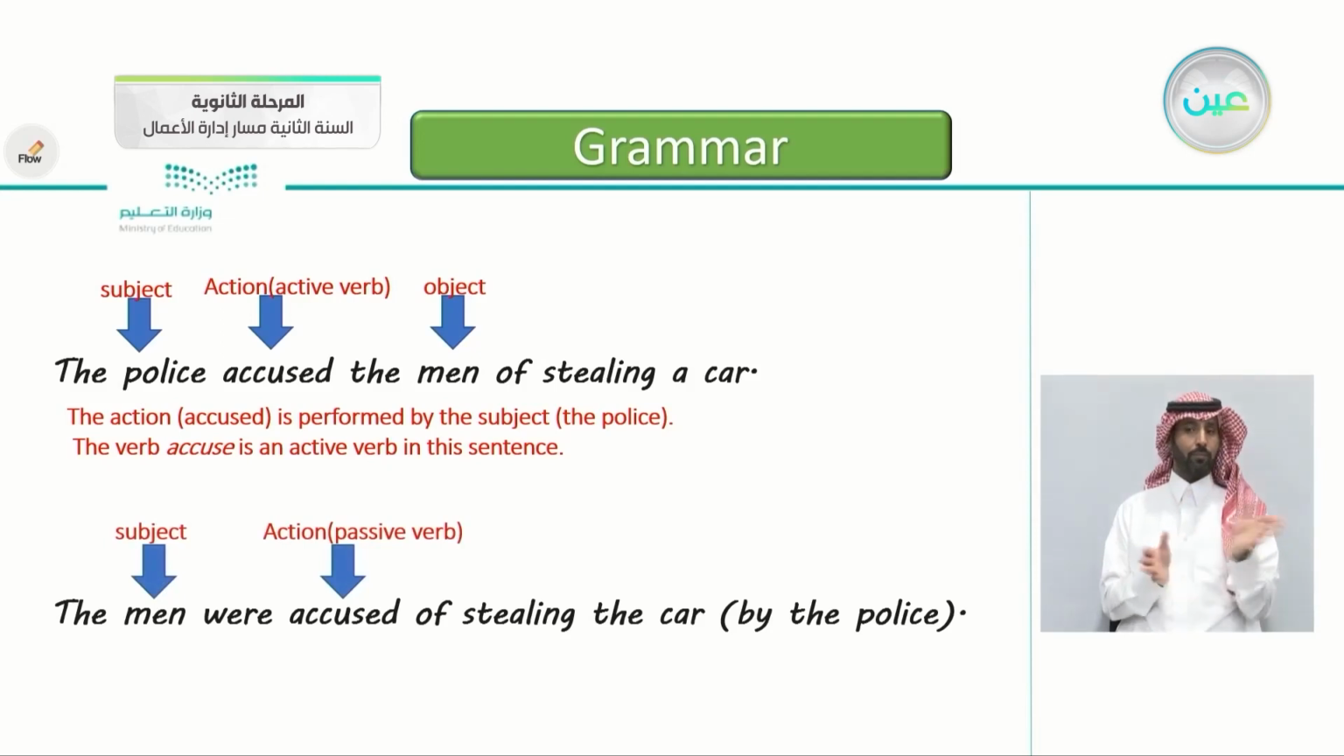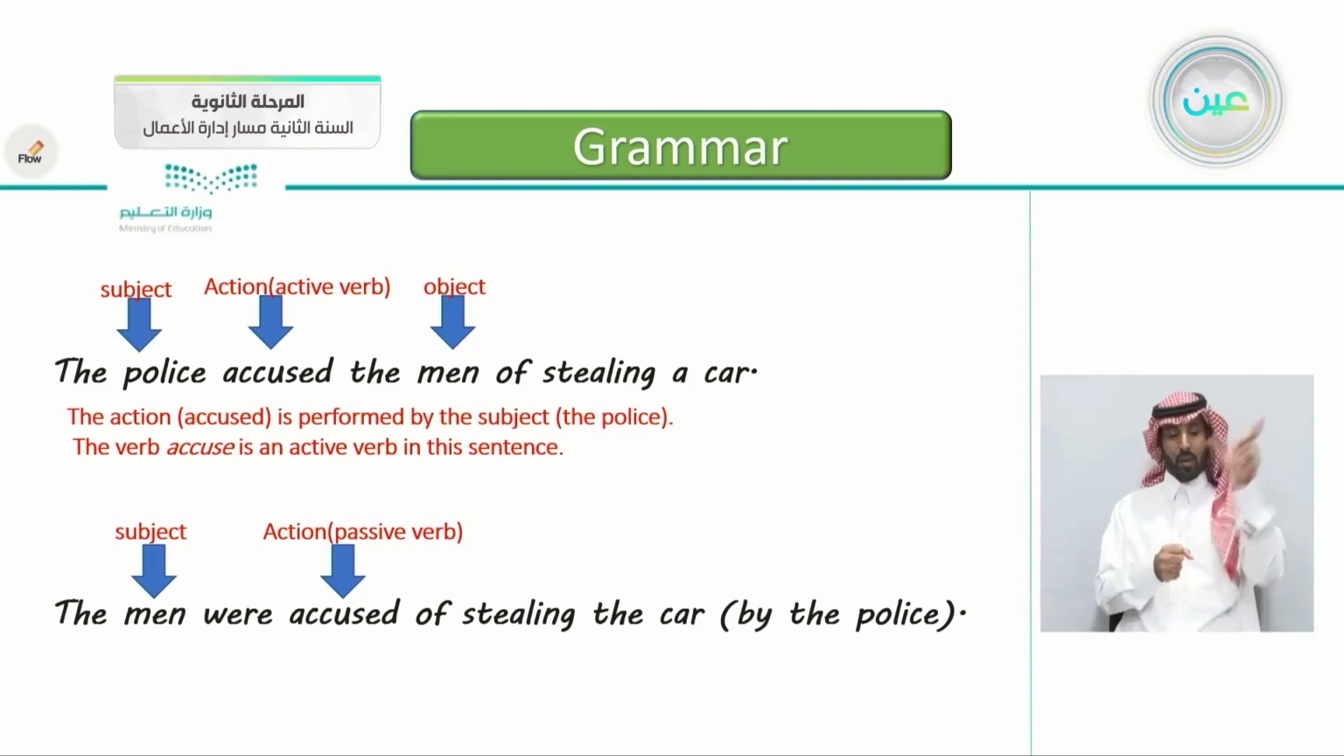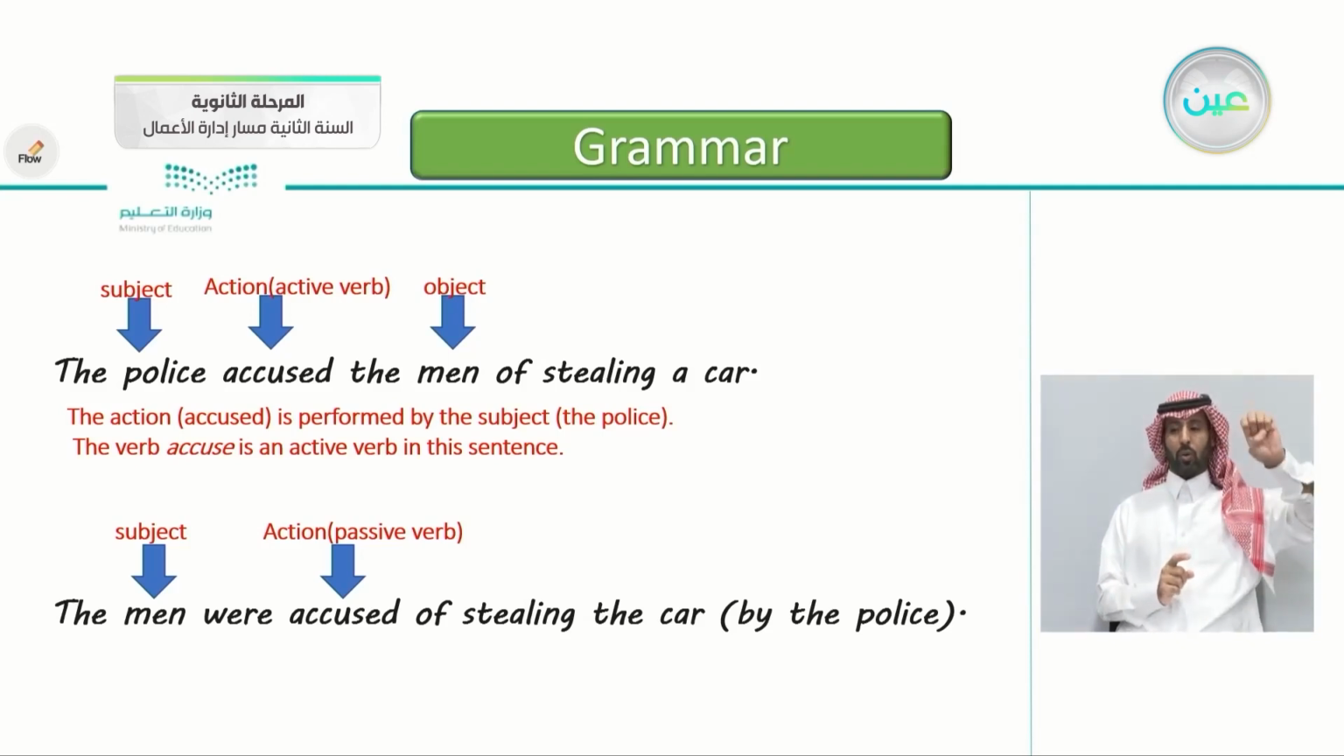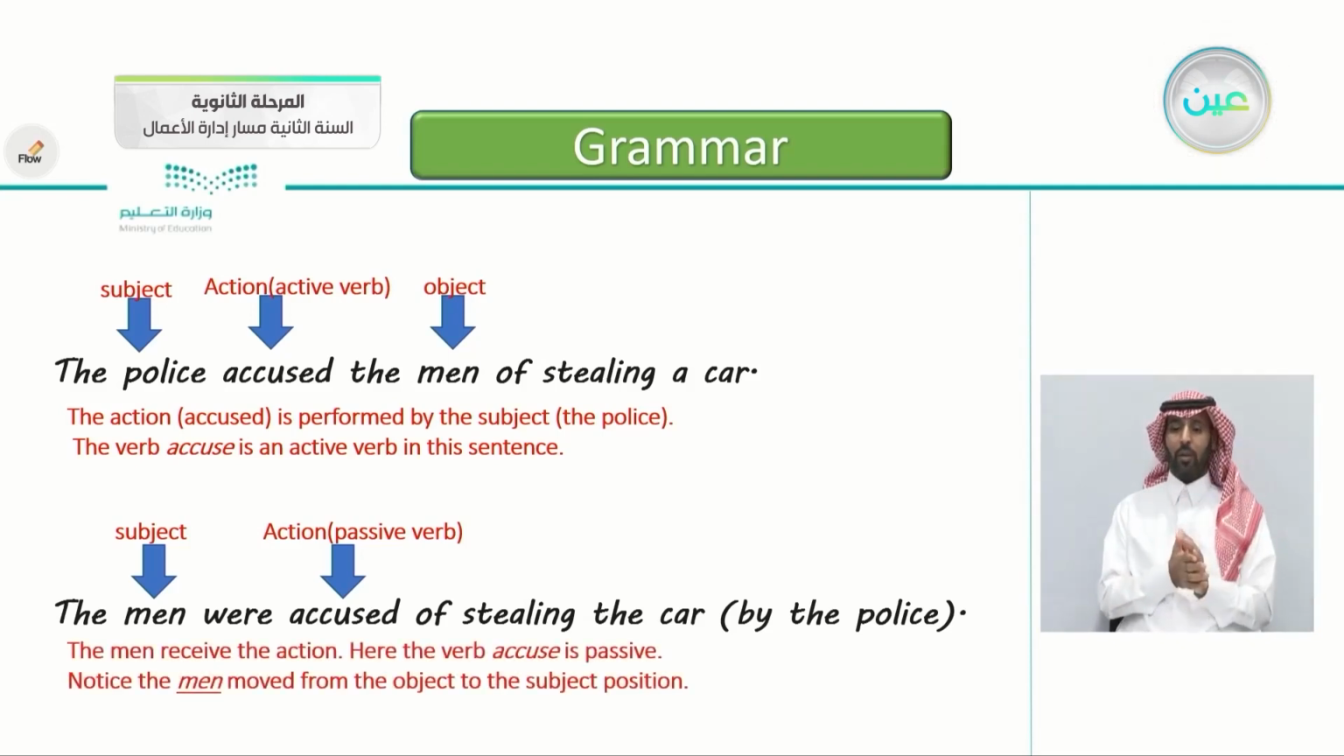In the second sentence, you can see the change of place of the men, from the place of the object to the place of the subject at the beginning of the sentence. The men were accused of stealing the car by the police. We begin with the men were accused. You can notice here accused is a passive verb. The men receive the action.